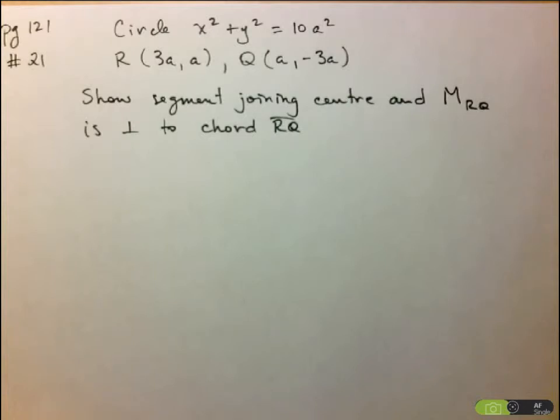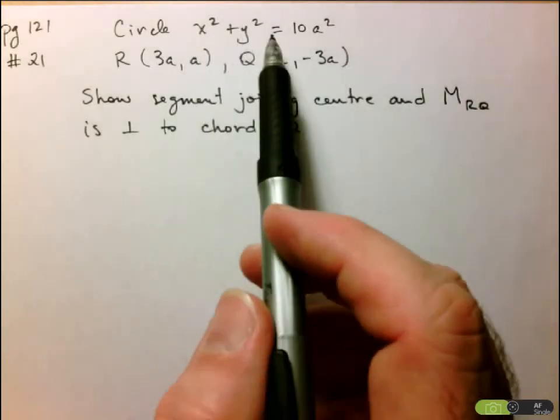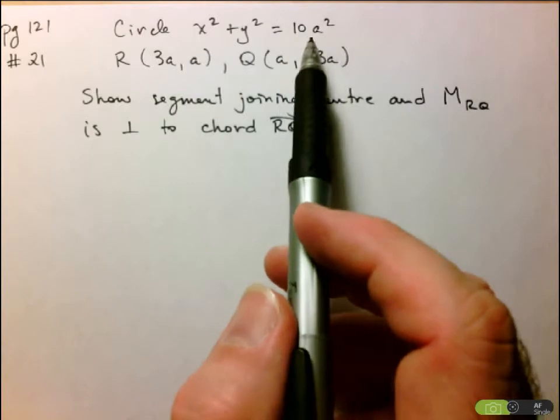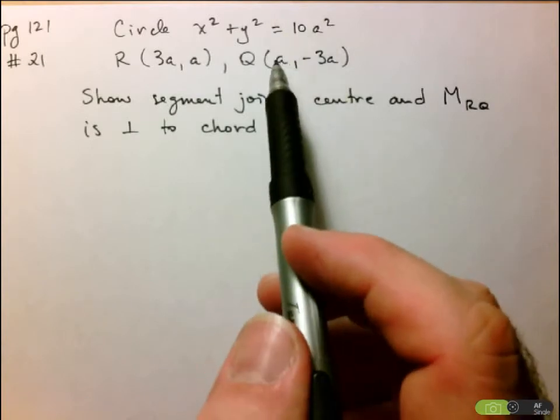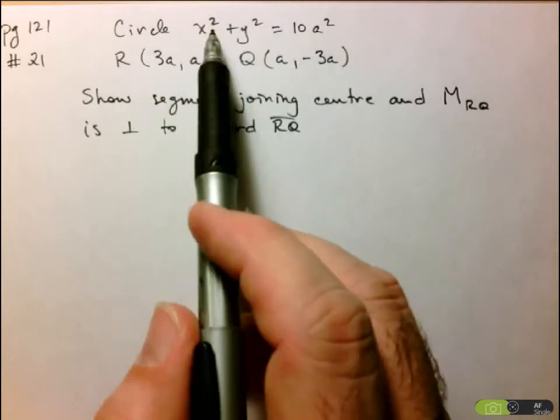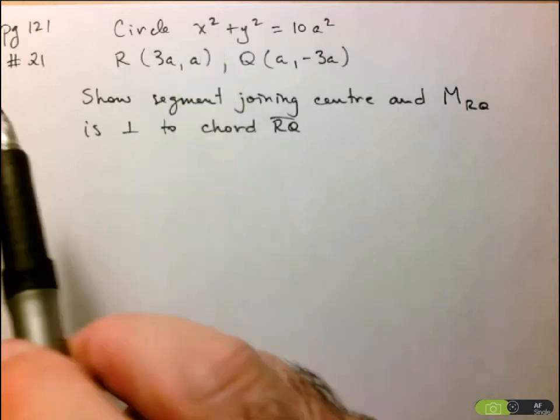Hi folks, we're going to take a look at question 21 from page 121. So what they do is they give us a circle. It's defined as x squared plus y squared equals 10a squared. So we notice here that the radius is an unknown. And I hope you realize just by the format here that this circle is centered at 0, 0.